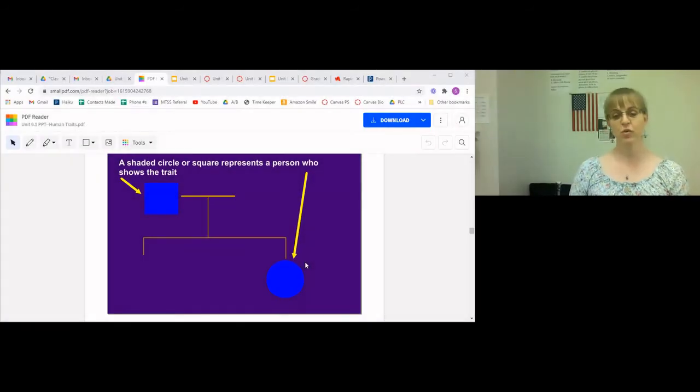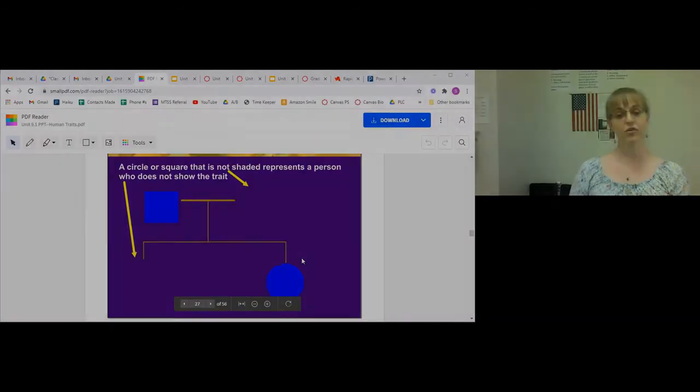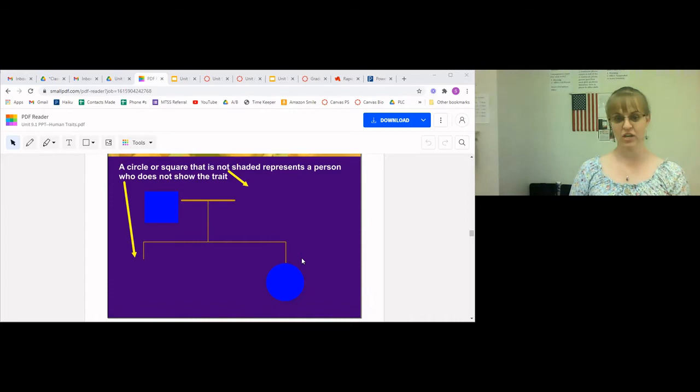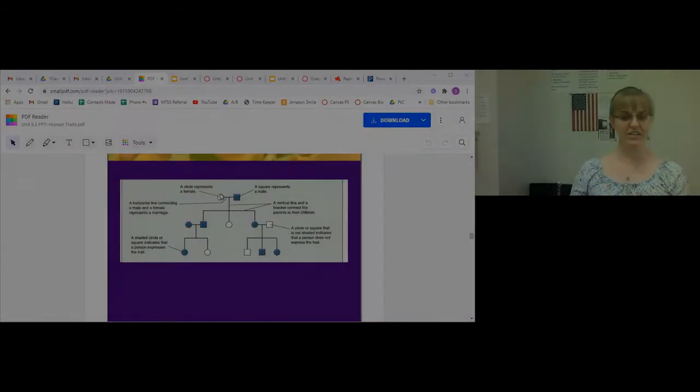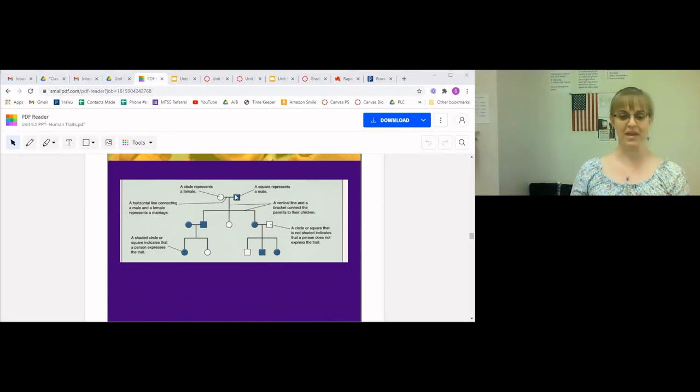A circle or a square that is colored in or shaded is a person who has a particular trait. This may be a dominant trait or it may be a recessive trait, but they're the one that has the trait as opposed to not having it. A circle or square that's not shaded in is someone that does not have this trait. As we've already said, a circle is a female, a square is a male.